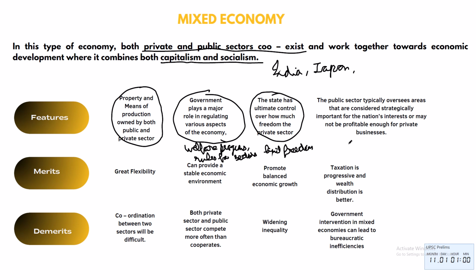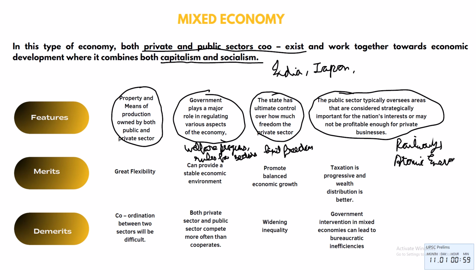Here again, the public sector typically oversees areas that are considered strategically important for the nation's interest or may not be profitable enough for private businesses. A good example, you can call it railways, atomic energy.